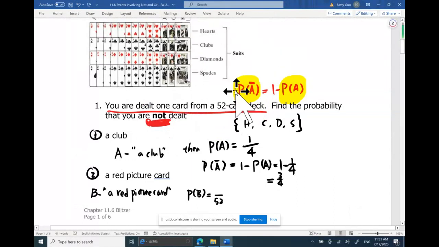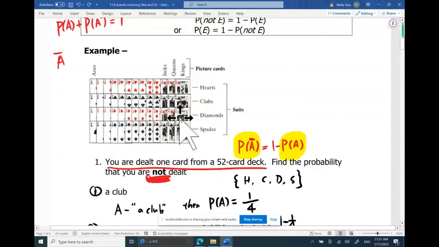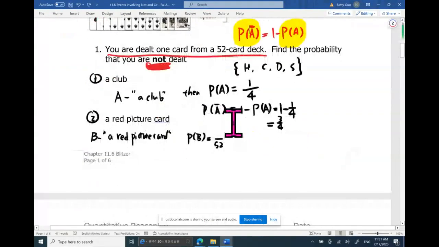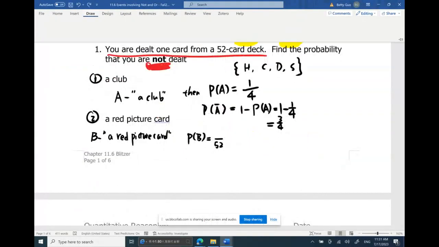Okay, so half of the cards, 26 cards, are red, right? Two suits are red, hearts and diamonds. In hearts, we have 3 picture cards, and in diamonds, we have 3 picture cards. So in total, we have 6 red picture cards. So the numerator is supposed to be 6.